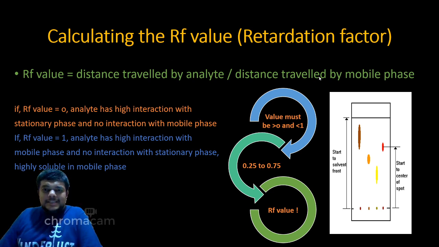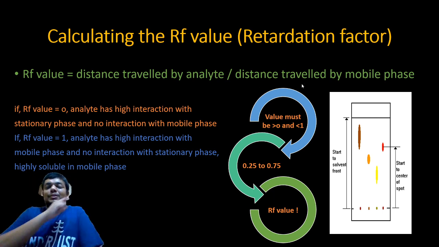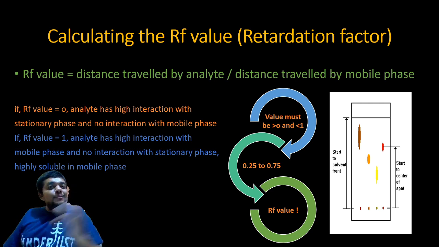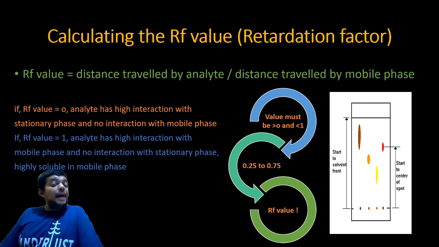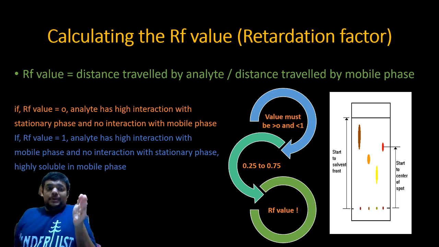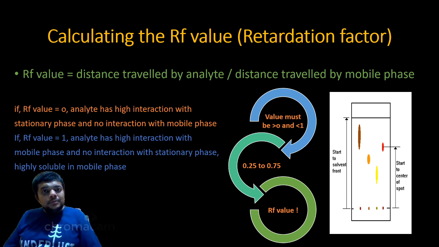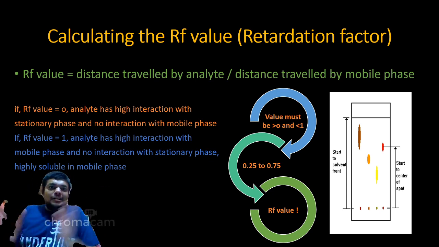So if this is 20, this is 20, it is 1, but not more than 1. Otherwise, the distance traveled by analyte is always less than the mobile phase. So the numerator is smaller, the denominator is bigger. So the answer is always a decimal lesser than 1. And sometimes it happens that the sample does not travel, it remains at the bottom. So it is 0 divided by 1. So friends, the range for an RF value can be between 0 to 1. It cannot exceed 1 in any circumstances.